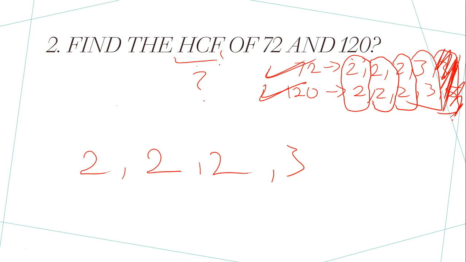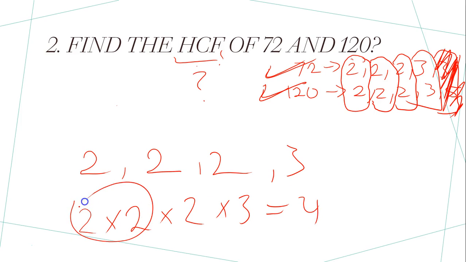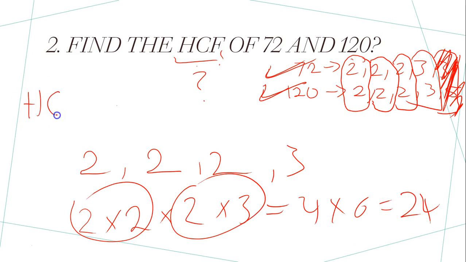So what are our common numbers? We have 4 common numbers, which are 2, 2, 2, and 3. Now, what do we do with them? We just multiply them. So 2 times 2 times 2 times 3 is 4 times 2, which is 8, times 3, equals 24. So that means our HCF equals 24. Simple, very easy.